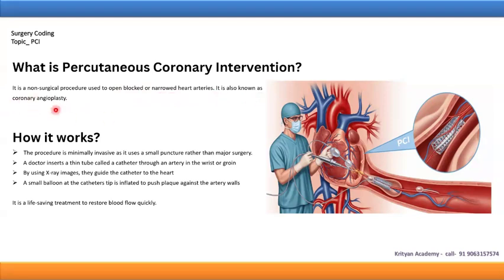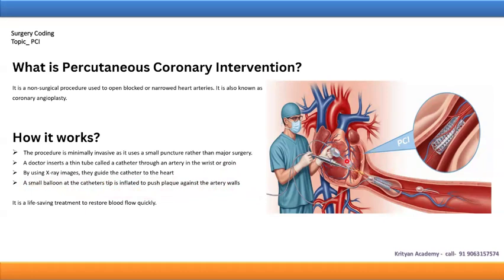And how it works, if you see here, the procedure is minimally invasive, and they will use a small puncture rather than a major open surgery. A doctor inserts a thin tube called a catheter through an artery, from the wrist or the groin region, and they use x-ray images to guide the catheter to the heart. A small balloon at the catheter's tip is inflated to push plaque against the artery walls.